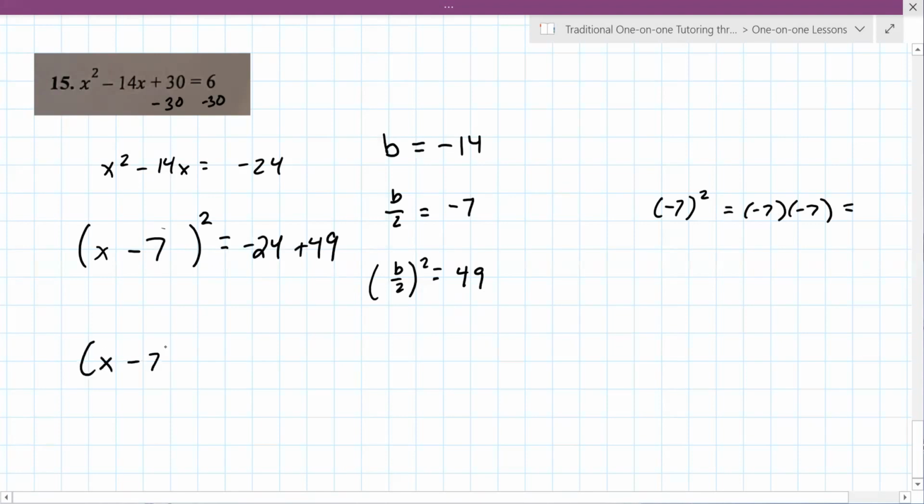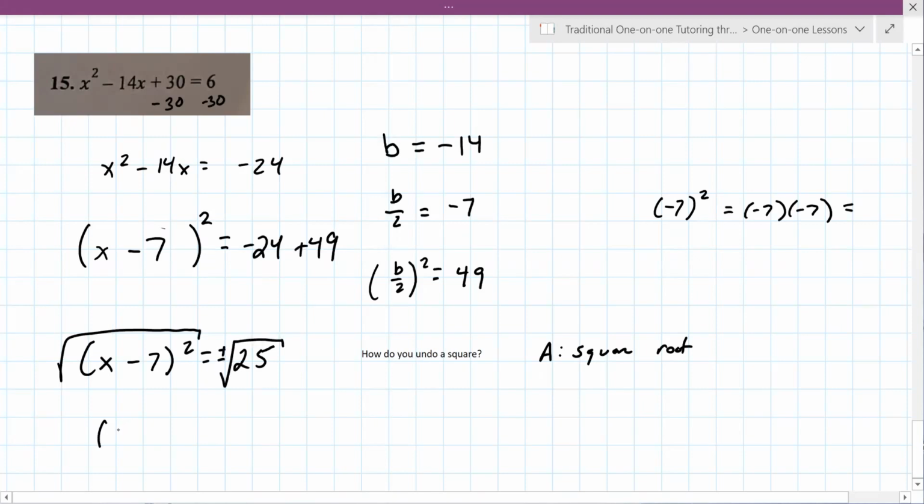So we got x minus 7 squared equals 25. How do you undo a square? You put a square root. That is correct. So you're going to square root both sides, plus or minus. That leaves us with x minus 7 equals plus or minus 5.